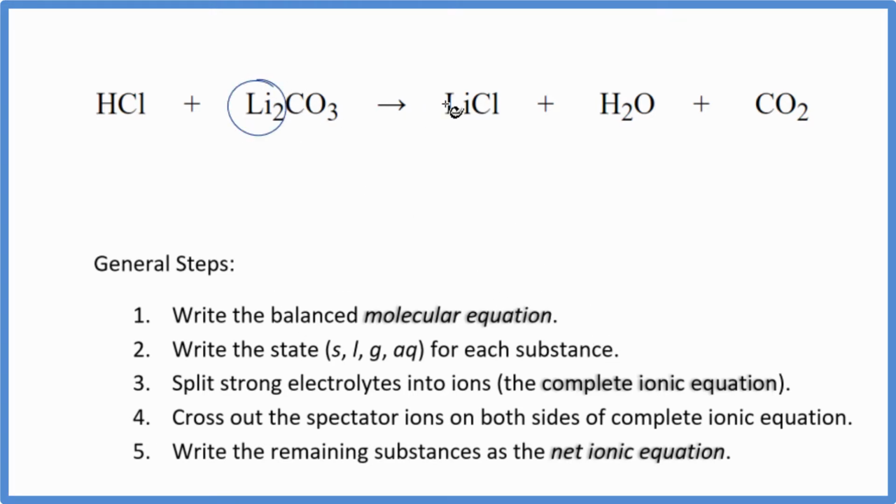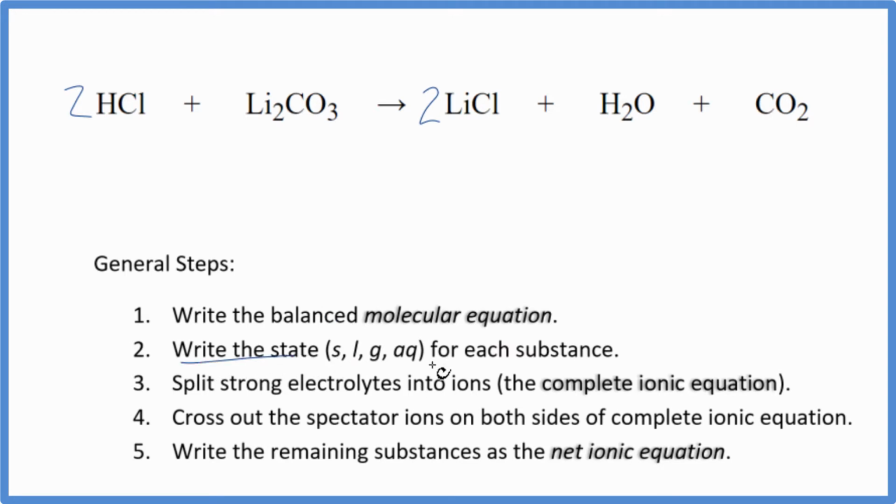We've got two lithiums here and just one here. I'm going to put a 2 in front of the LiCl. At this point, if I have two chlorines here, I should probably put a 2 here. That balances the hydrogens, and I have 2 plus 1, 3 oxygens. Everything's balanced. So we've got our molecular equation.